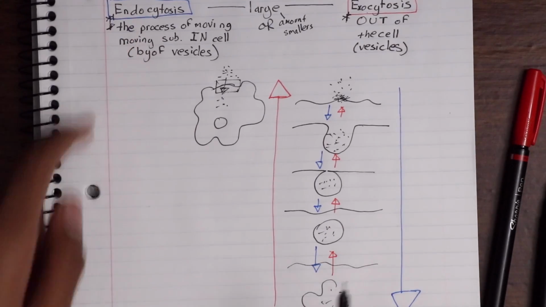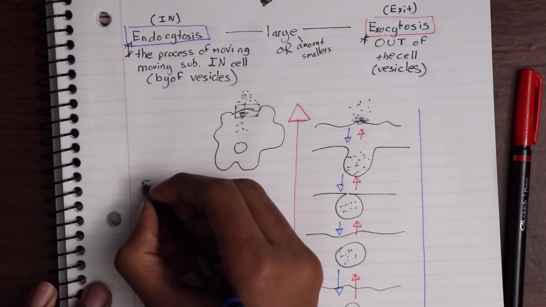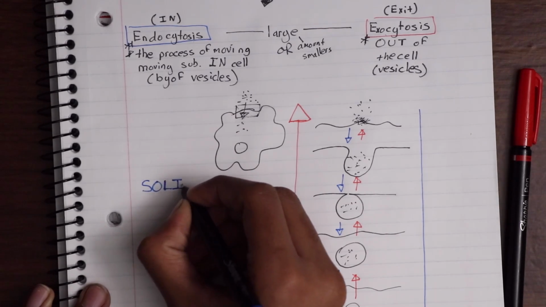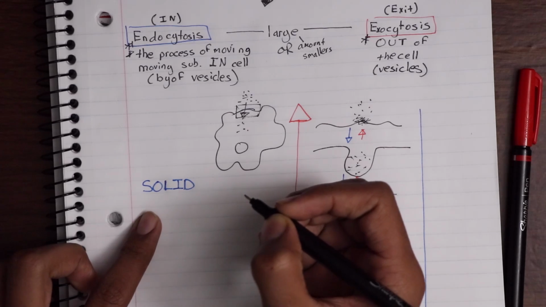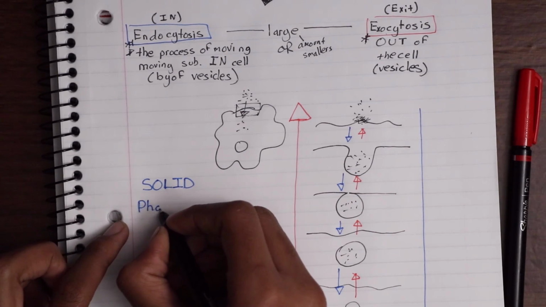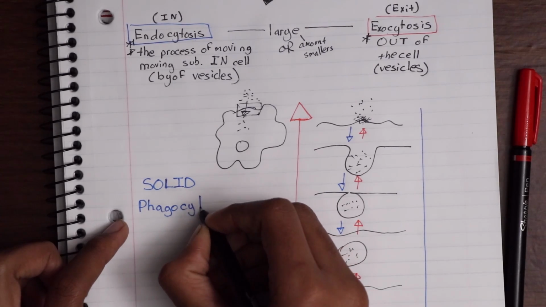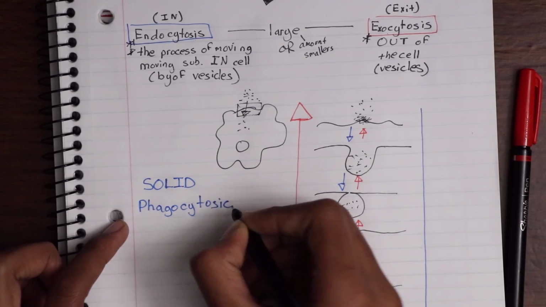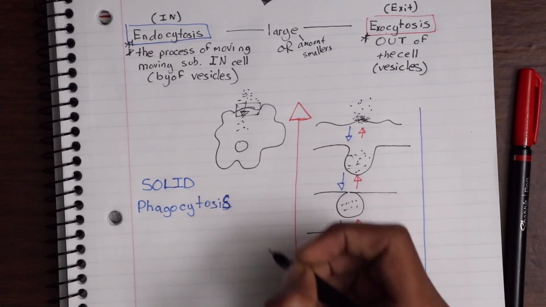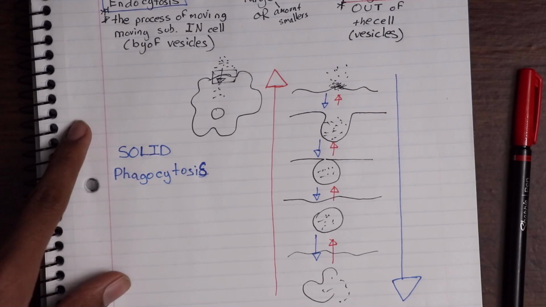Now, let's say you're trying to move a solid, like a big lump, like a bacteria or something. That would be called phagocytosis. And it's basically the same, cytosis. Now, it's basically the same process as this. It's just called something differently if it's a solid.